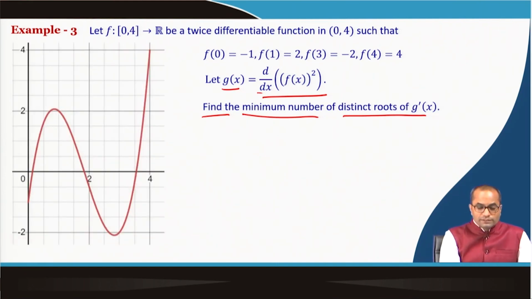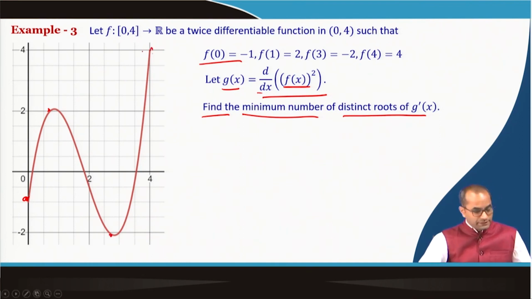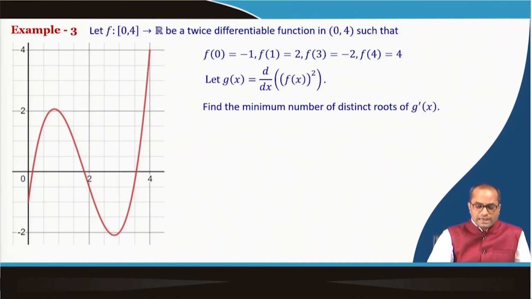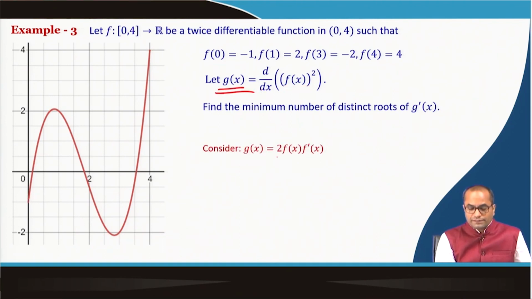Yes. So here this is the behavior of the function f. At -1, then it is going to f(1) as 2, and then again at 3 it is going to -2, and then again at 4 it is going to the positive sign. So, what is happening here? We consider this g, which is the derivative. If we take the derivative, it is 2 f(x) f'(x). So basically our function is f(x) into f'(x) and multiplied by 2.